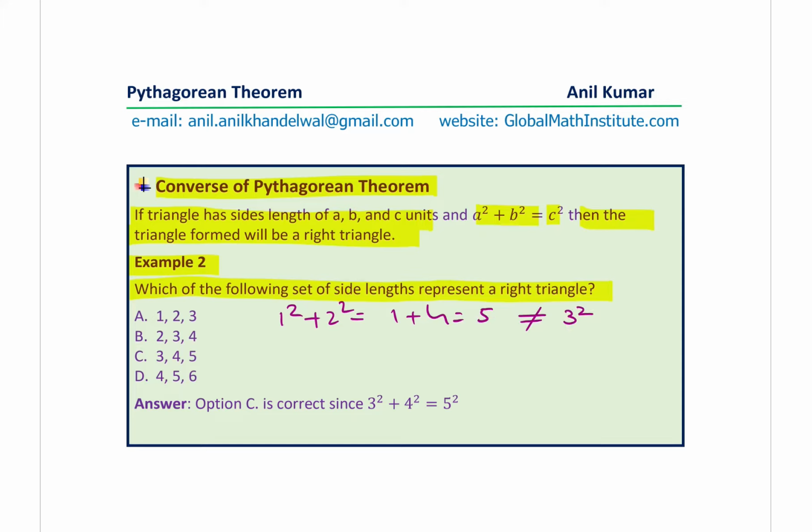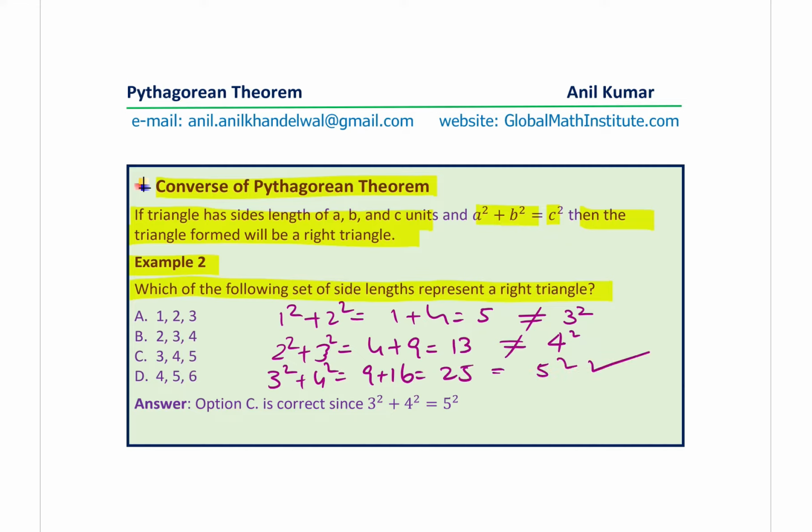So that really doesn't work, right? Similarly, for the second one, we could do 2 squared plus 3 squared, which is 4 plus 9, which is 13, and that is not equal to 4 squared, since 4 squared is 16. The third one is 3 squared plus 4 squared, which is 9 plus 16, which is 25, which is definitely equal to 5 squared, and therefore that is the right option. Correct? So that is how you could do it, and therefore option C is the correct option. That is how you'll do it.